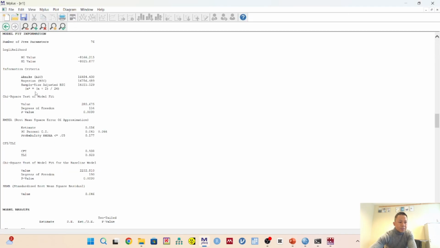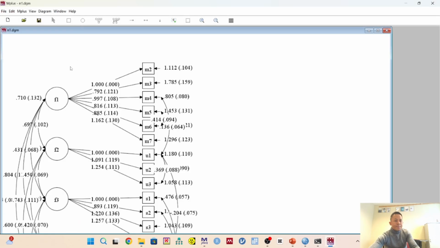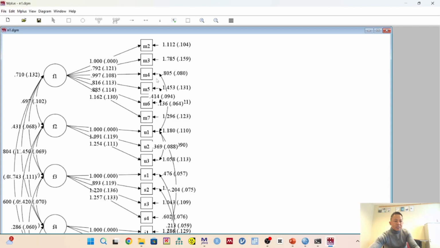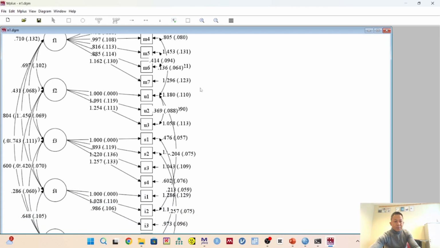Here the modification index requirement increased. It is acceptable. But we should check it. Does the theory say the same or not? When I check it in the diagram, here I correlated different patterns. For example, M4 to U1. It's a different pattern correlation. We should not correlate in this way. For example, M5 to M6, I correlated. It is also acceptable, because within the same pattern we should correlate. But different patterns, we should not correlate.